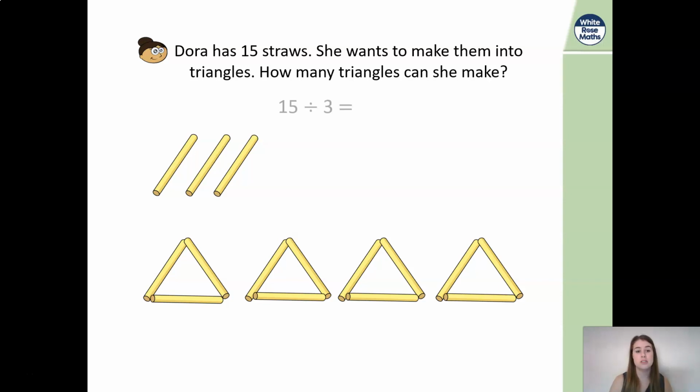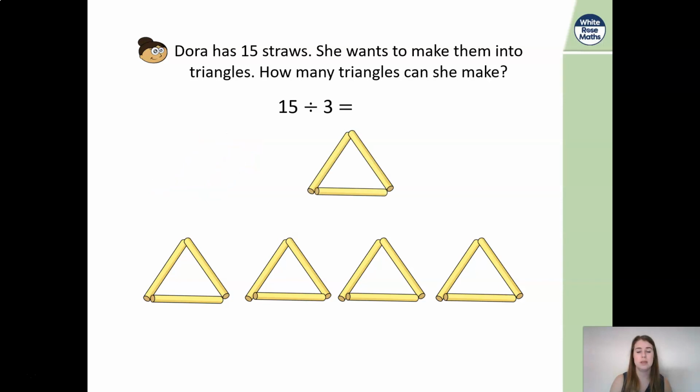Okay, so we've got 3 straws left over, so we can make them into another triangle. So altogether, Dora now has 5 whole triangles. She doesn't have any left over.